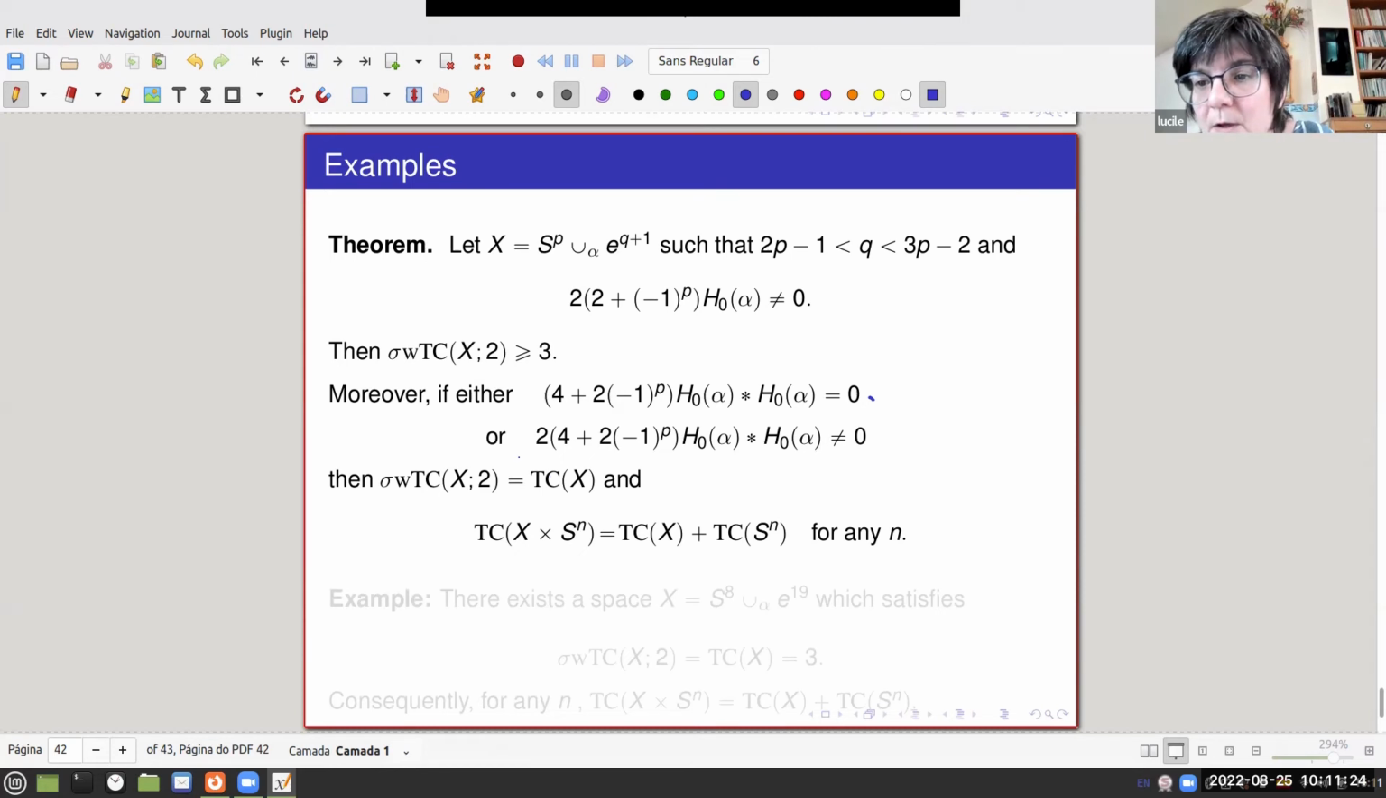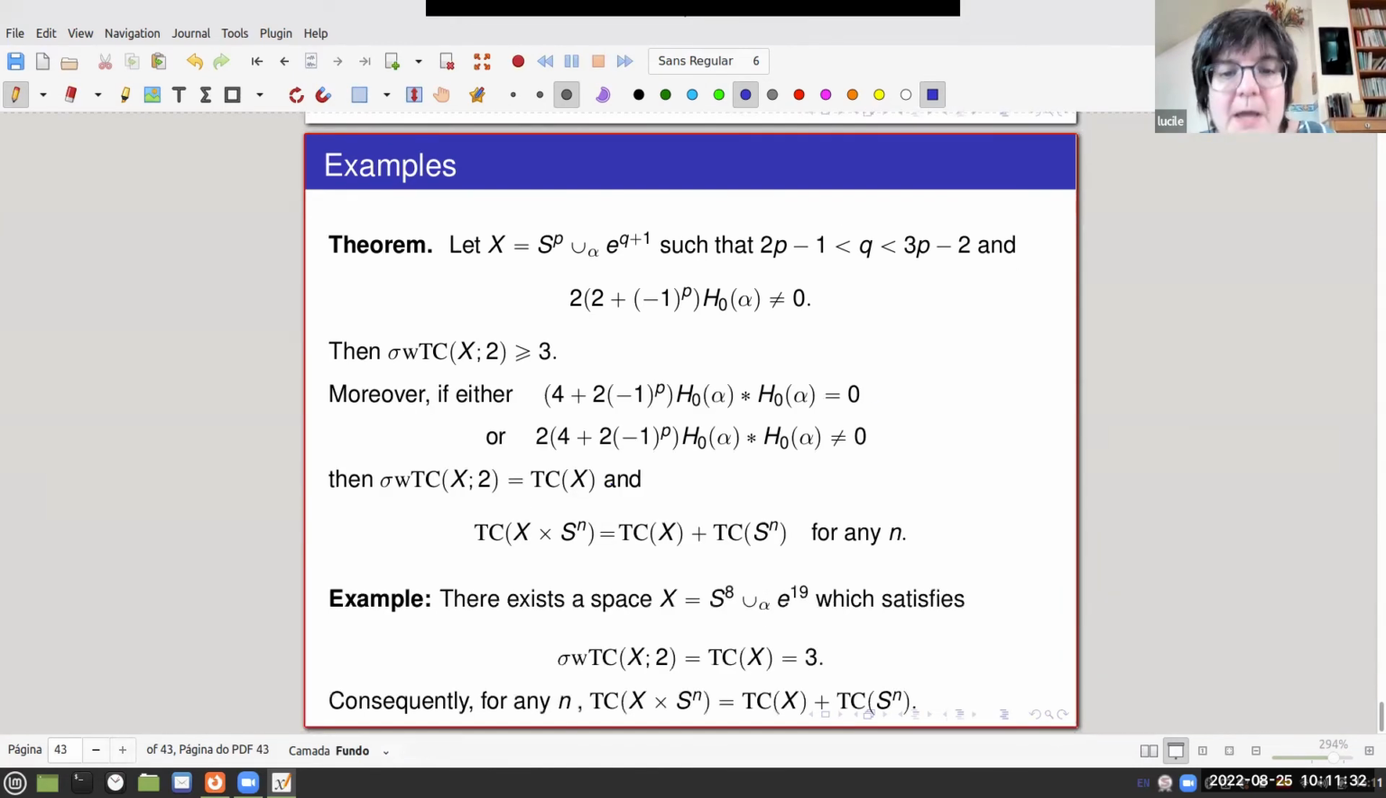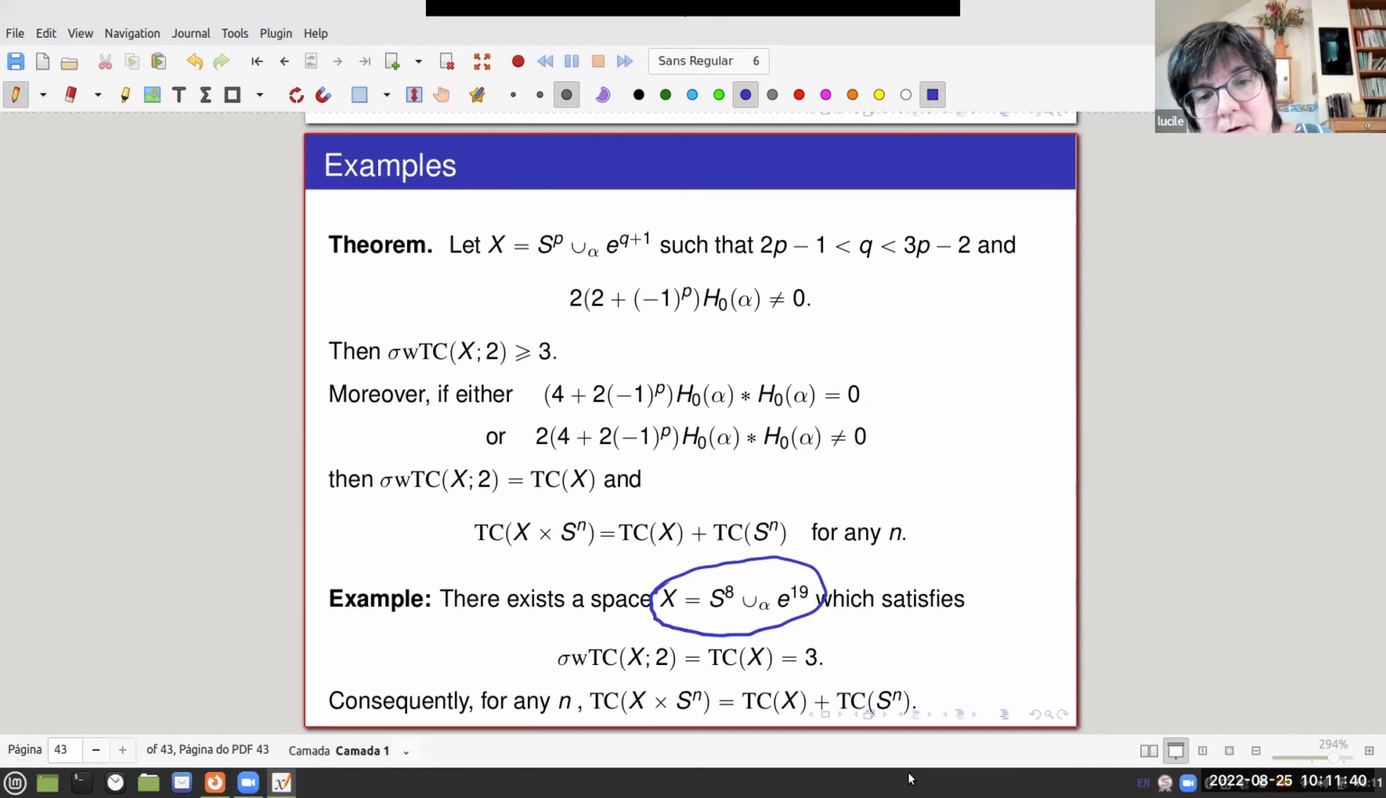Okay, and finally, to give a concrete example of a space which satisfies that, we can consider a space like that: the sphere of dimension 8 with a cell of dimension 19. So the map here is a map from S, okay, which can be decomposed like that. This is here a stable map, this one, and then a Hopf map.